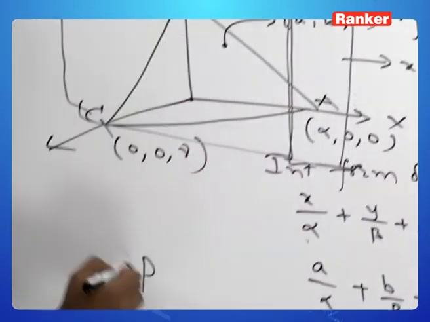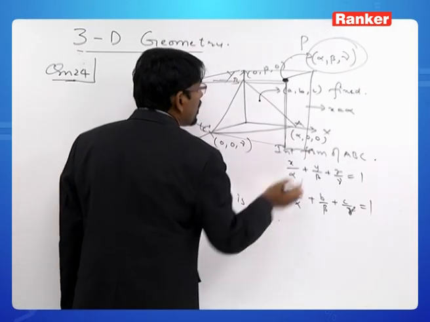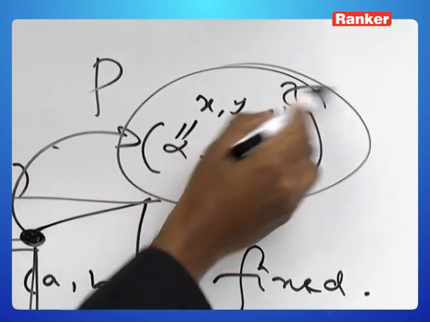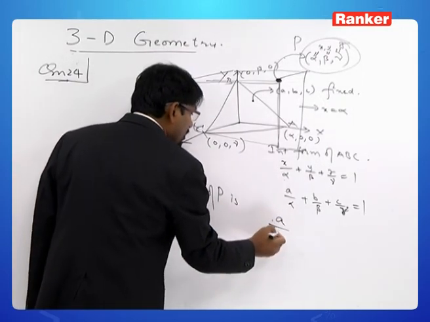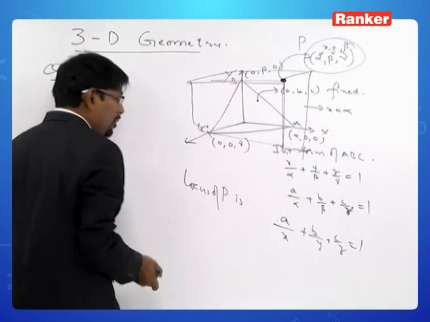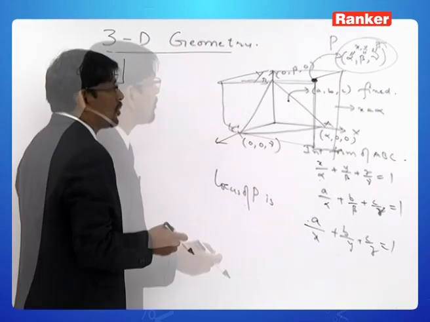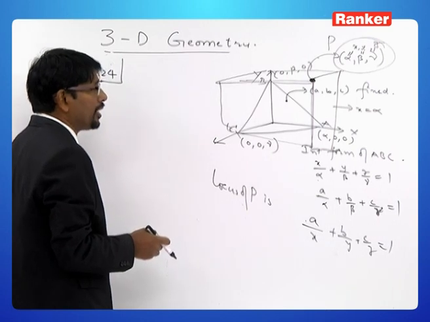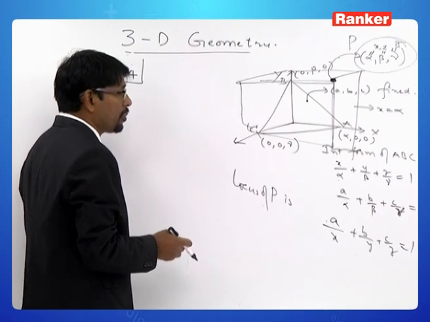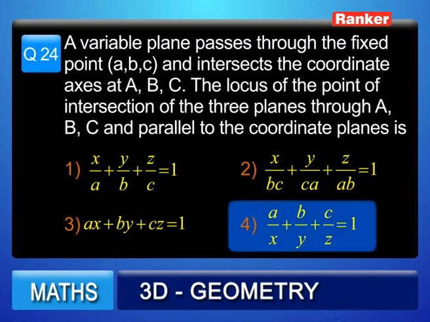So we want the locus of this point P. So locus of P is, instead of alpha, beta, gamma, we have to replace it with the general coordinates x, y, z. So let's do that. What do we get? A by x plus B by y plus C by z is equal to 1. So I am using this equation to write the locus of the point alpha, beta, gamma, which is actually the intersection of the planes through capital A, capital B and capital C. That will be the point alpha, beta, gamma. So replacing that with the general coordinates, we have this, and that's clearly seen in option 4. Option 4.